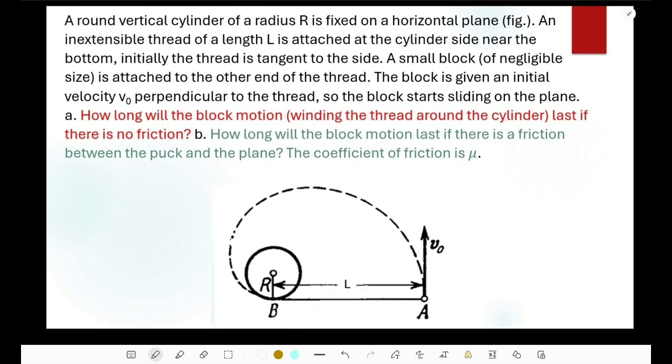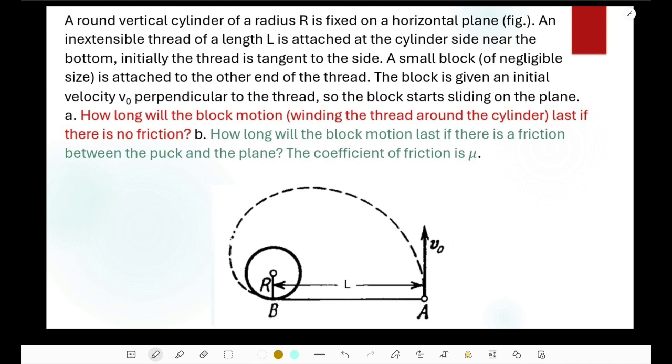And this is the second problem of mechanical energy conservation, or conservation laws. Right now I'm focusing on mechanical energy conservation, and this is only the second question. You can see here on your screen that there is a round vertical cylinder of radius r fixed on a horizontal plane.